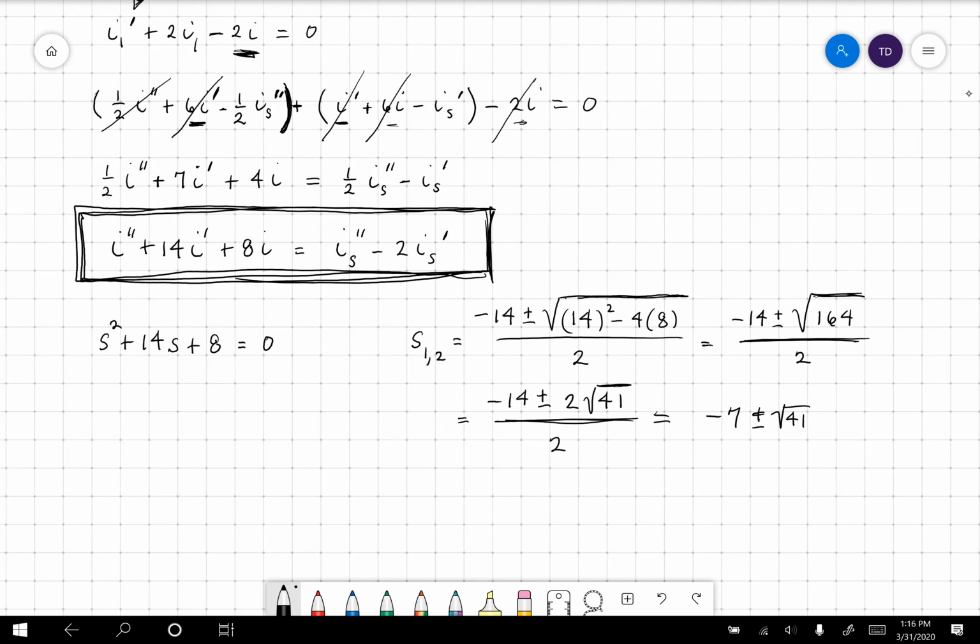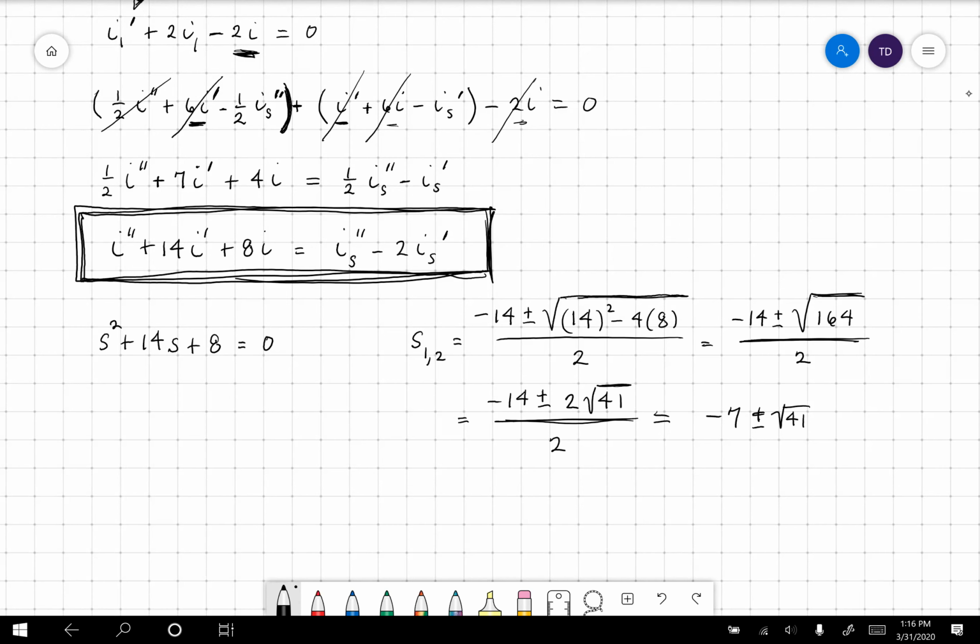I know they're ugly numbers, but I want you to note one thing. First thing is a quick check for me. This came from a real circuit, so I would expect that both of these numbers better be negative, and they are. One's close to 0. If that was the square root of 49, that would give me minus 7 plus 7, but it's not. So it's still negative. They're both negative numbers.